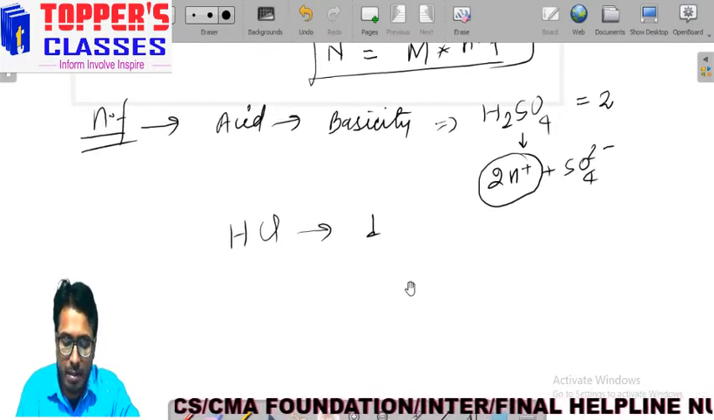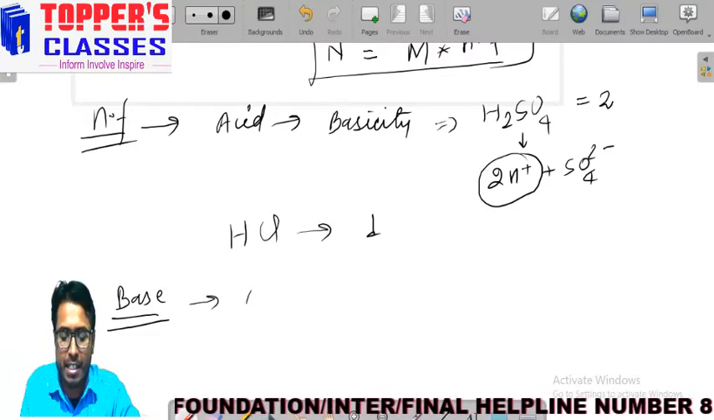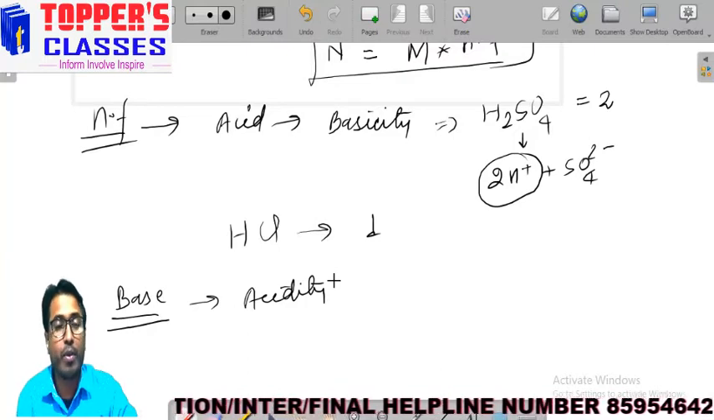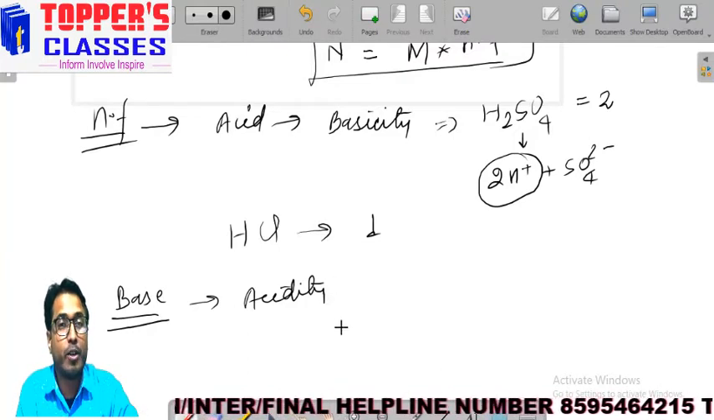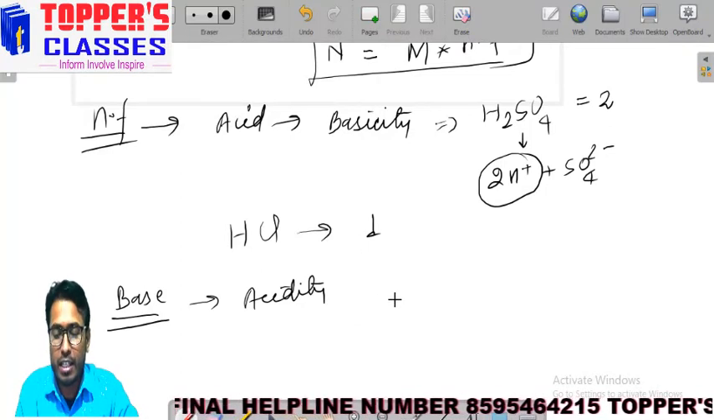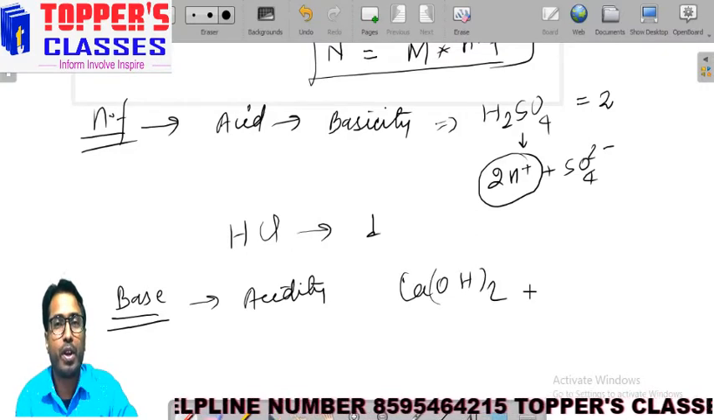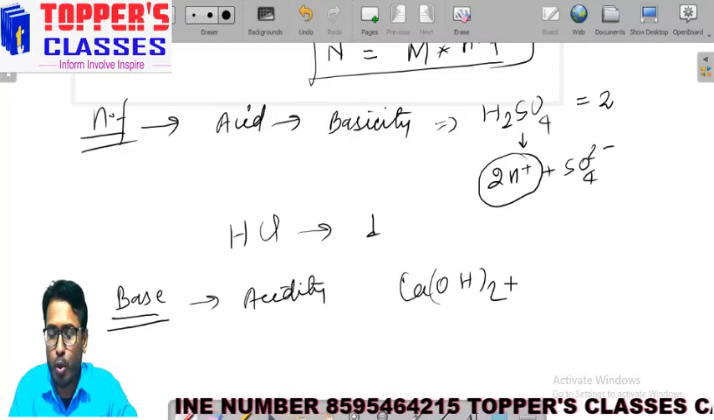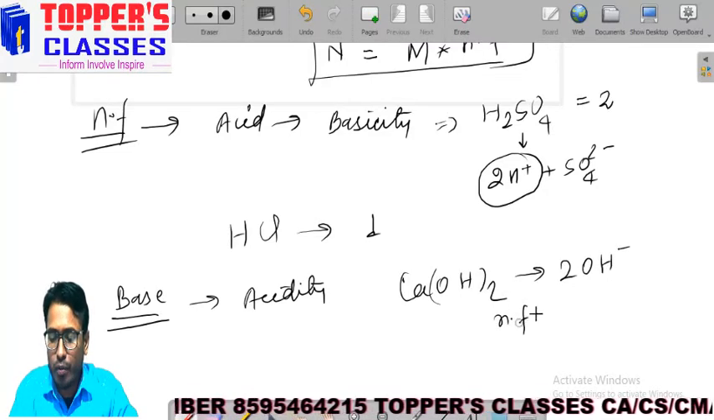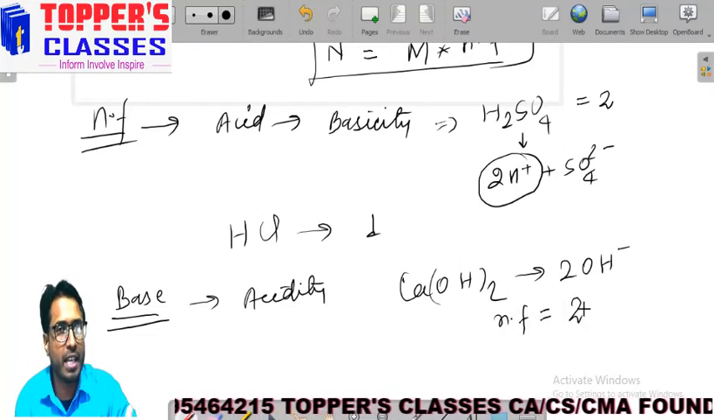This is for acid. Similarly, for a base, the n factor will be its acidity. How can we know the acidity of a base? That means as many OH- ions as it can produce. Let us suppose we have Ca(OH)2, it is a base. How many hydroxide ions can it produce? It can produce 2 hydroxide ions. So the n factor for this will be 2. So this is for acid and base.